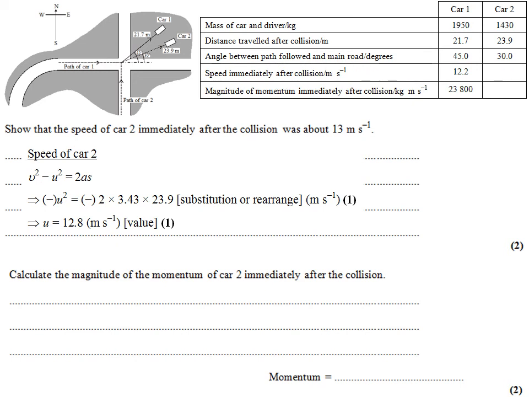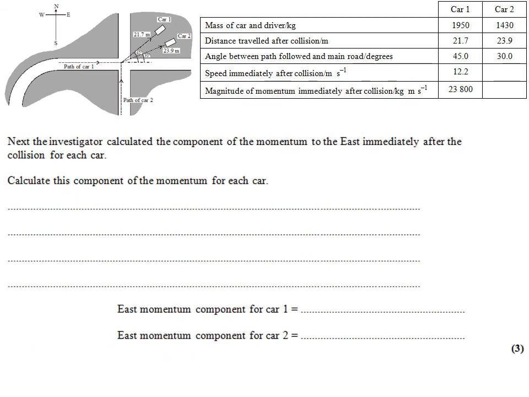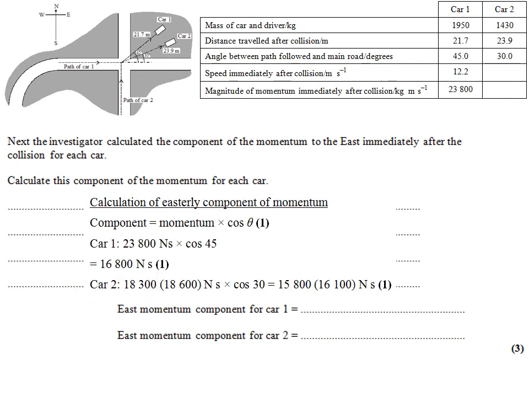You can see in this part, we have used the third equation of motion to calculate the initial speed, because we were given the acceleration and the final speed was 0. In this step, we can use the simple basic equation of momentum, because we were given the speed and we were given the mass in the table. In this question, you can see we have to find the component of the momentum. The magnitude of the momentum was given to you. You just need to find its component.